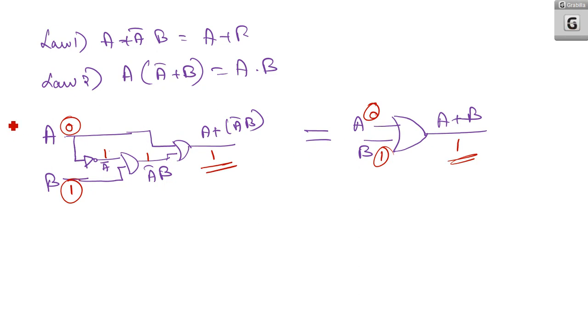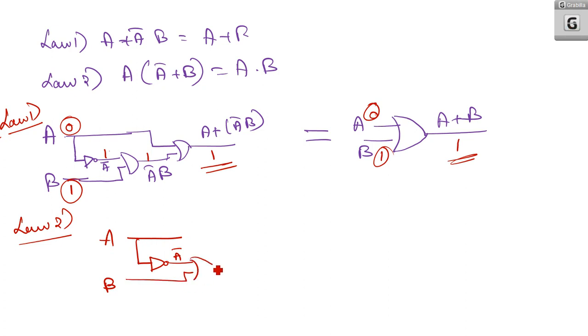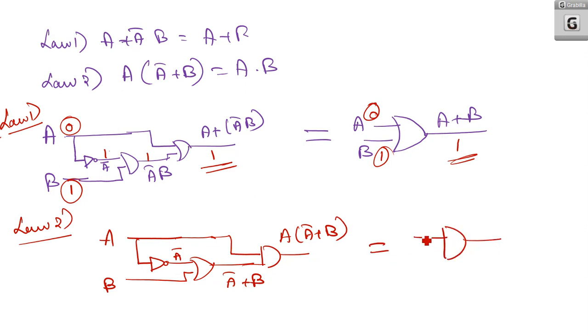Now that is law 1. Coming to law 2, we have A and B, so you will get A bar or B. Here we have an OR gate, so this is A bar or B. Then A and A bar or B. That is the same as an AND gate with A, B, giving A and B.